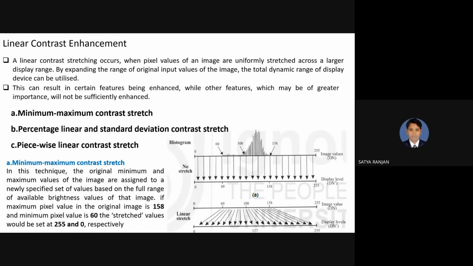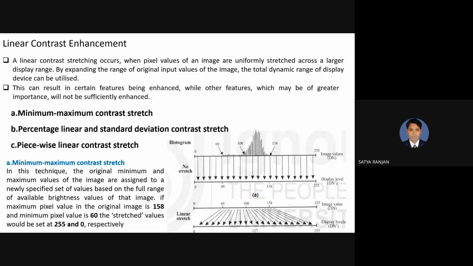So there are various contrast enhancement techniques. First of all, we will discuss the linear contrast enhancement. There are two types of contrast enhancement: linear contrast enhancement, and non-linear contrast enhancement. In linear contrast enhancement, there are three types of enhancement techniques, like minimum maximum contrast stretch, percentage linear and standard deviation contrast stretch, and piecewise linear contrast stretch. Before going to this, we will discuss what linear contrast enhancement is.